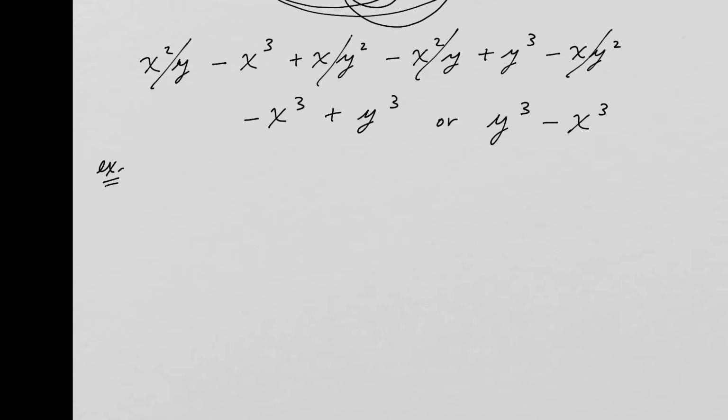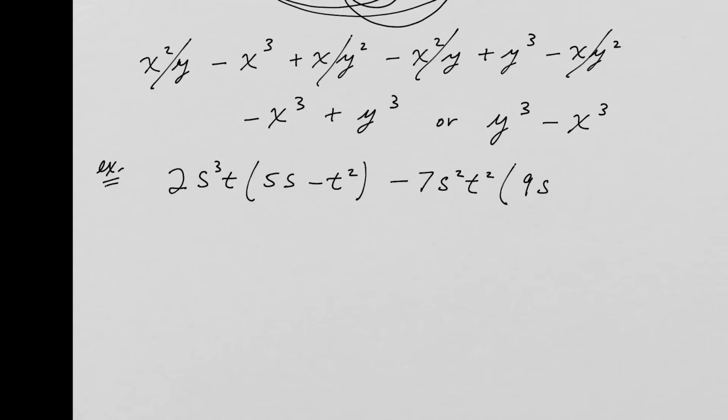Okay, what about this? 2s cubed t times 5s minus t squared, minus 7s squared t squared times 9s squared minus 10t.